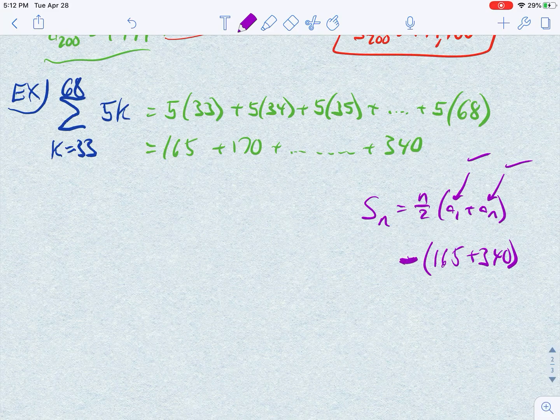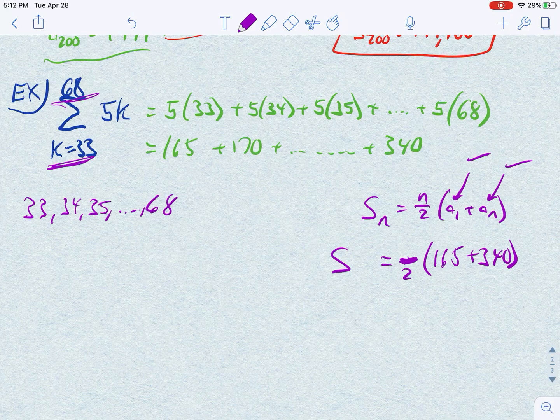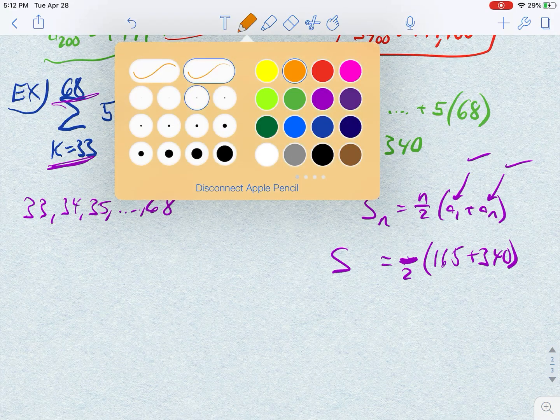So back to our formula. It says the sum of n terms is n over 2, first plus last term. Well, we know first term, check. We know last term, check, right? They are 165 and 340. All we really need is the number of terms.